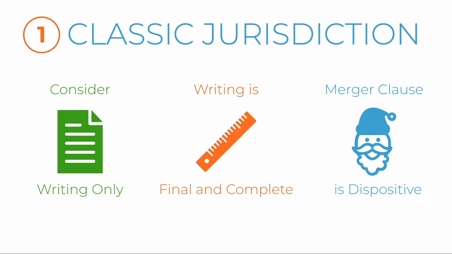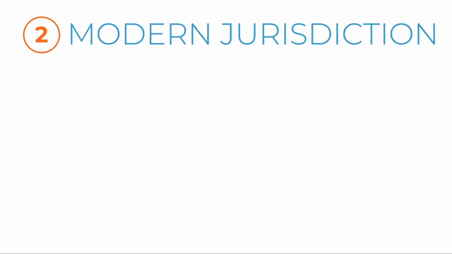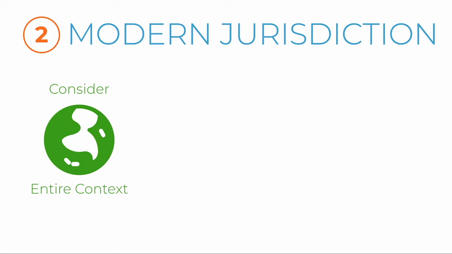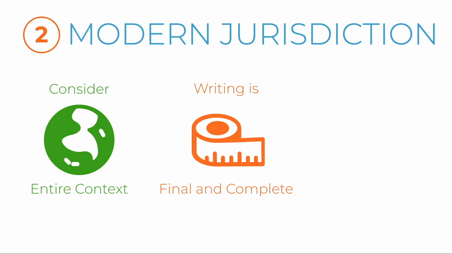So that, and we'll see, well, who cares? What's the effect of that? Well, we'll get there. The other approach is a modern jurisdiction. As I mentioned, we're looking at the entire context, the entire world surrounding the execution of this agreement. Are we considering the writing itself also? Absolutely. That's one of the things we're considering, but also all the surrounding facts and circumstances. And we're still asking the same question. Is the writing final? Is it complete? We're still assessing for that reason.